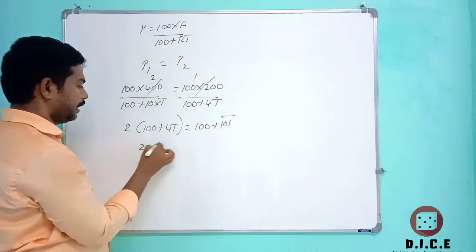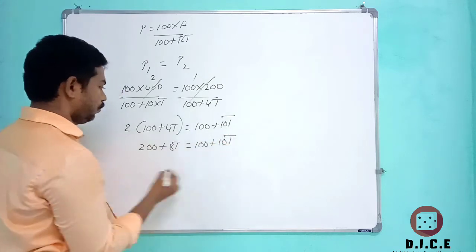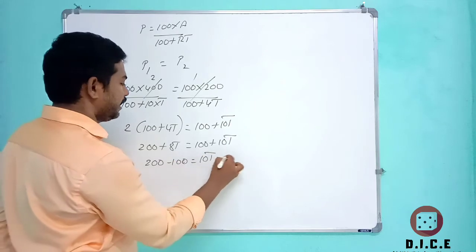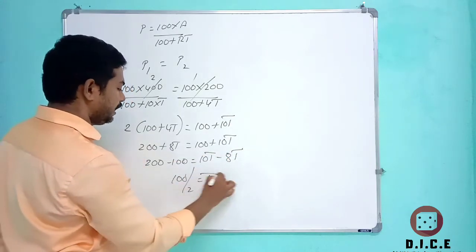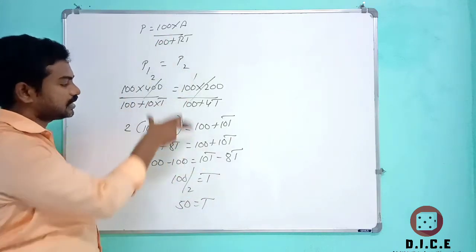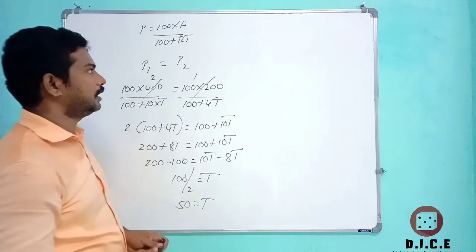Therefore 200 + 80t = 100 + 10t. Therefore 200 - 100 = 10t - 80t. Therefore 100 by 2 is equal to t. Therefore t is equal to 50 years. This is the detailed process, but it takes time. Now see the shortcut here.